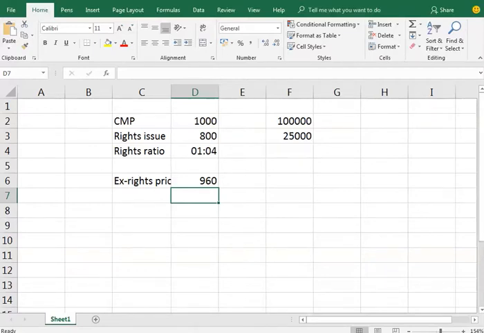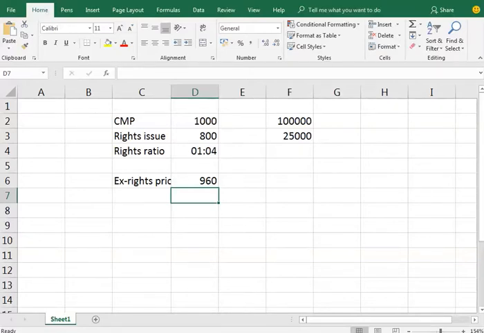Whenever a rights issue is made, indirectly somebody is ready to give you discounted value shares, and if you are not doing anything on it, your net worth will come down. So as of now, you own a net worth of 100 into 1000. You keep quiet, it will become 100 into 960. Now there are two options. One, you subscribe to the rights issue.